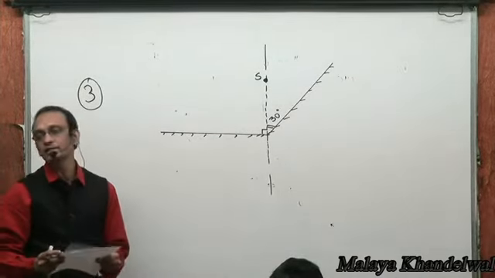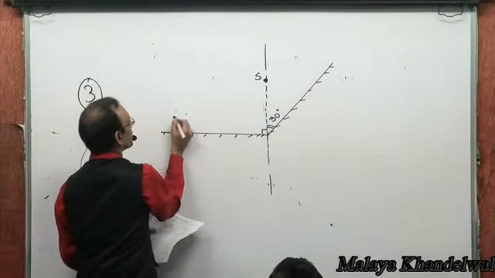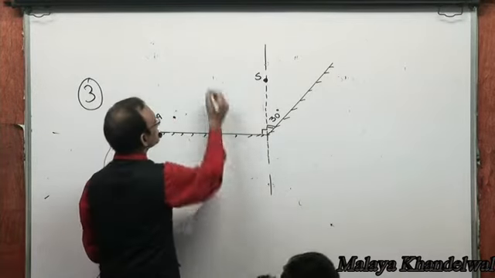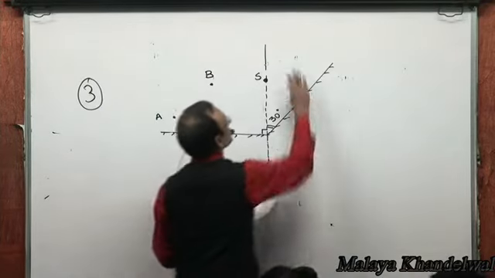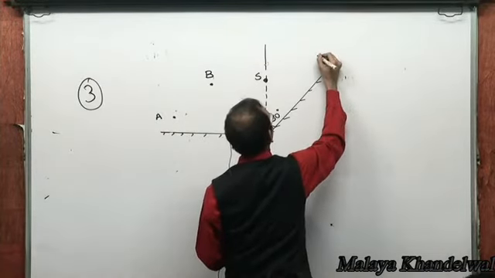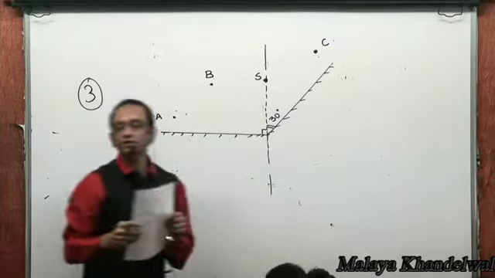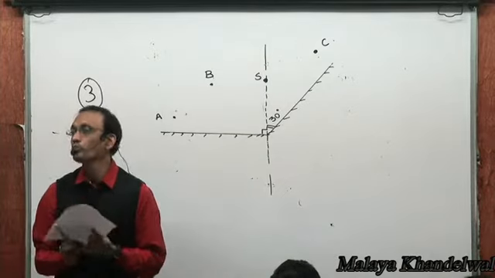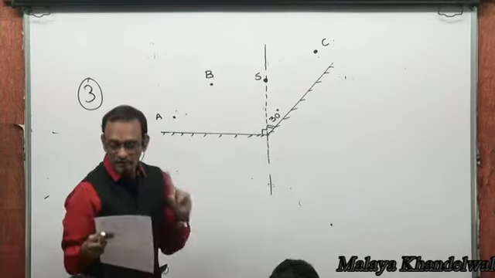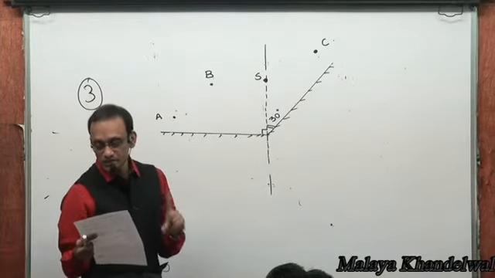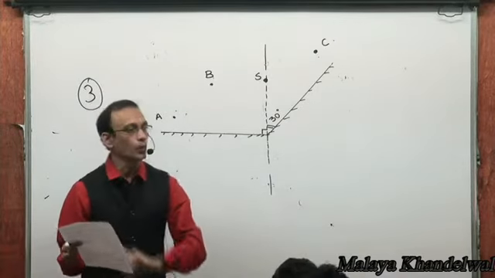And there are three observers, A, B, and C. A is located somewhere here. B is located somewhere here. And let's say C is located somewhere here. Obviously, there are two images formed of S. One by this mirror, one by this mirror. Now the problem inquires, which of the three observers will see only one image?